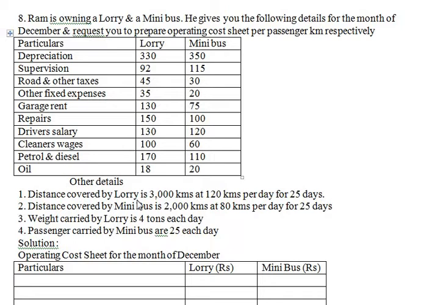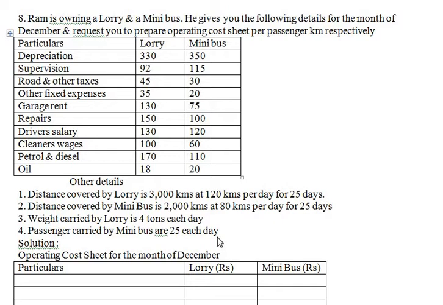Distance covered by lorry is 3000 kilometers at 120 kilometers per day for 25 days. Distance covered by minibus is 2000 kilometers at 80 kilometers per day for 25 days. Weight carried by lorry is 4 tons each day. Passengers carried by minibus are 25 each day. So here we need to calculate ton kilometer as well as passenger kilometer. Before that we need to find out how much is total operating cost. For that we will have to prepare operating cost sheet.